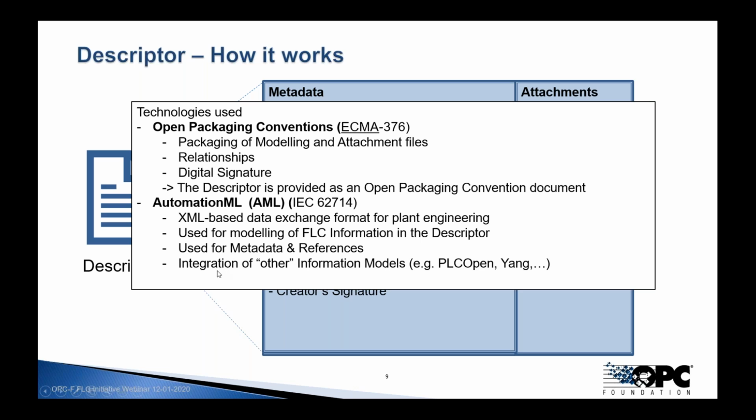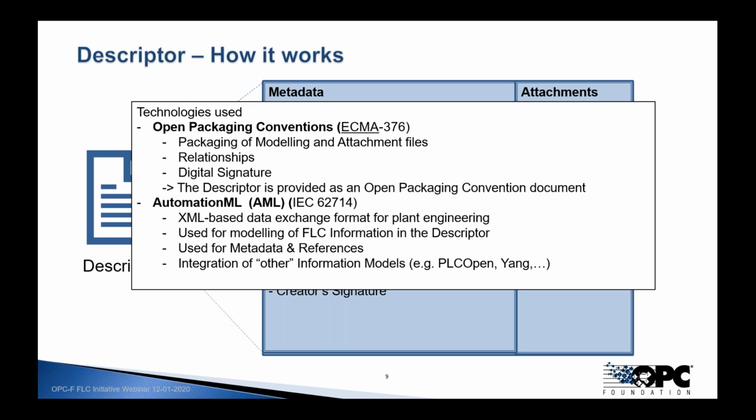In addition, there is a future use case we have to think about a little more: Automation ML has integration capabilities for integrating other information models into its space. So when FLC evolves further, it could be that we have some links to PLC Open or to YANG NETCONF information, for defining, for example, configuration for embedded switches. So these are the two technologies we are using.